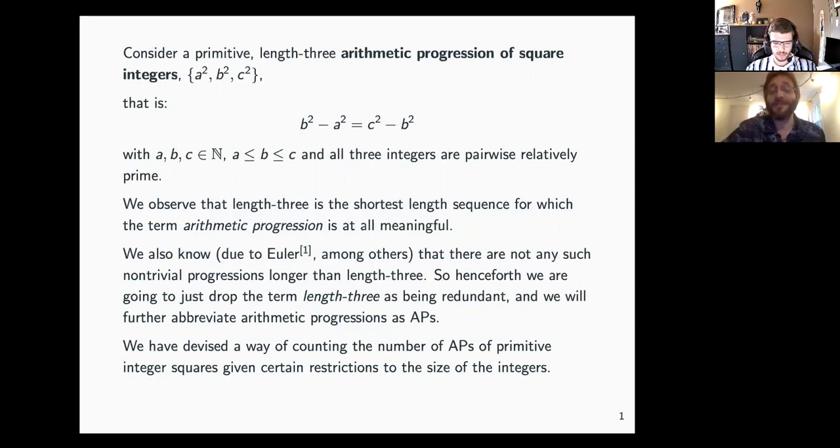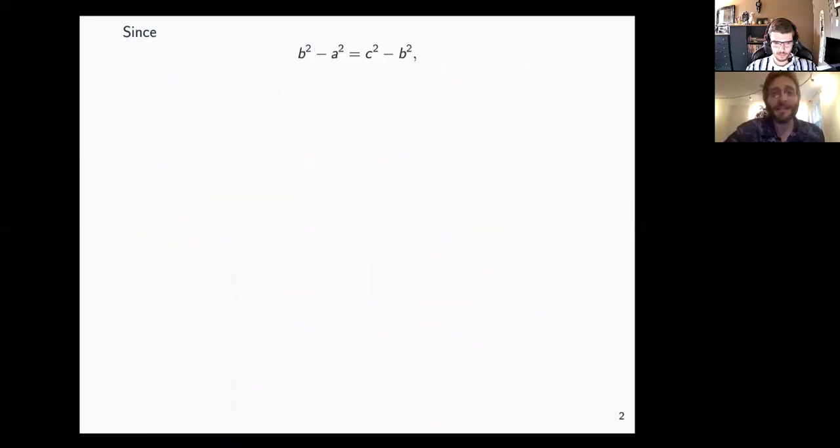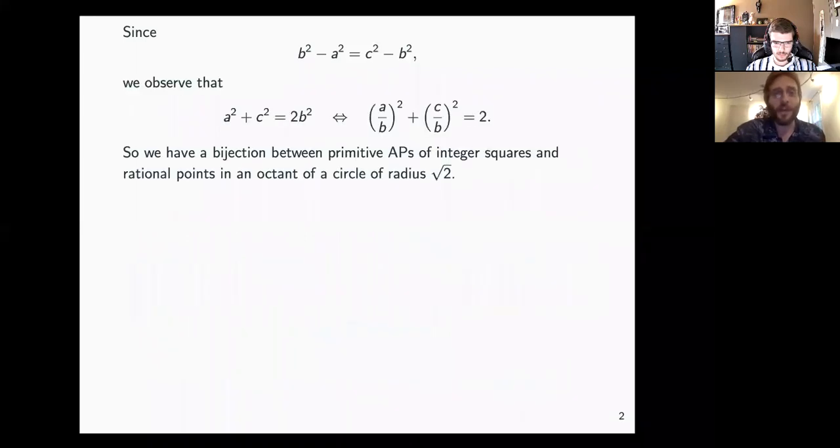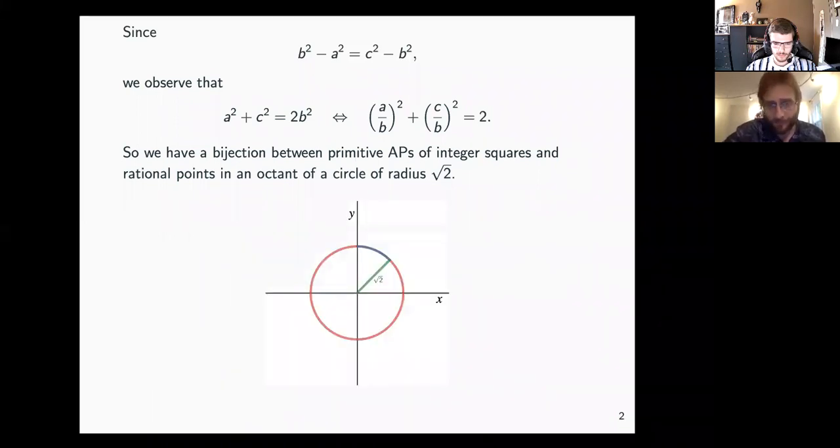We have devised a way of counting the number of arithmetic progressions of integer squares given certain restrictions to the size of the integers. I want to start by noting that given this relationship between a, b, and c, we are able to rewrite it as integer points where a squared plus c squared is equal to 2 times b squared. Then by dividing by b squared, we are now talking about the number of rational points on a circle of radius the square root of 2 in this octant where y is greater than or equal to x is greater than 0. And so there's a nice geometric interpretation of this as well.